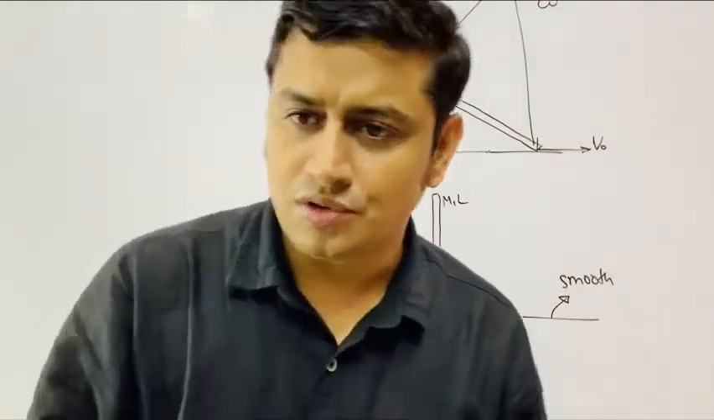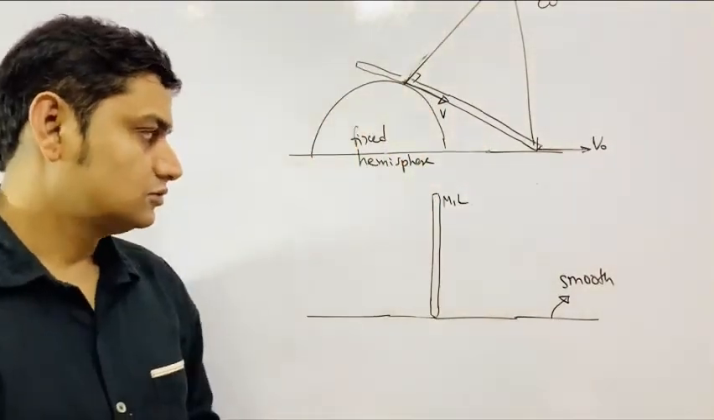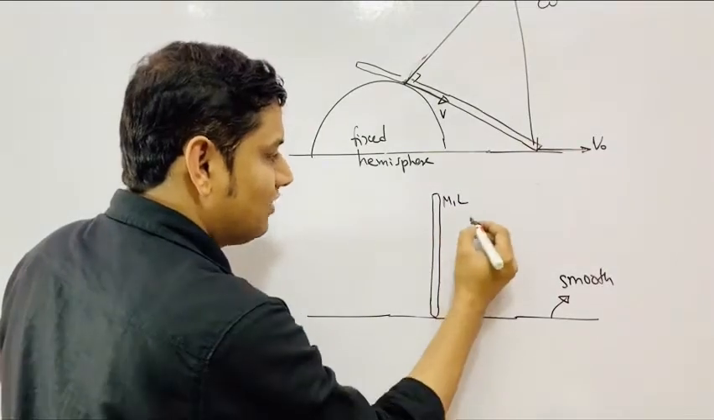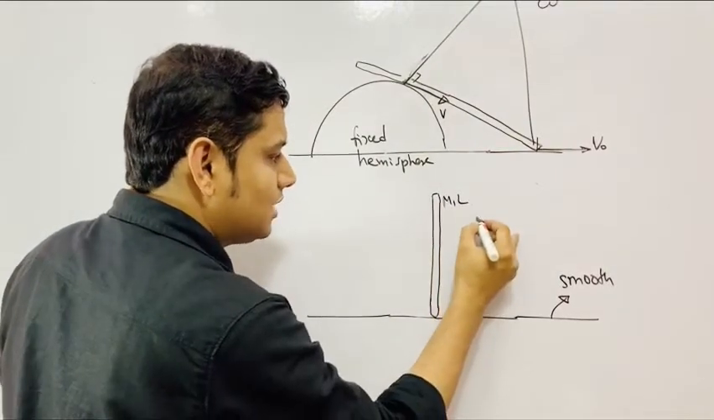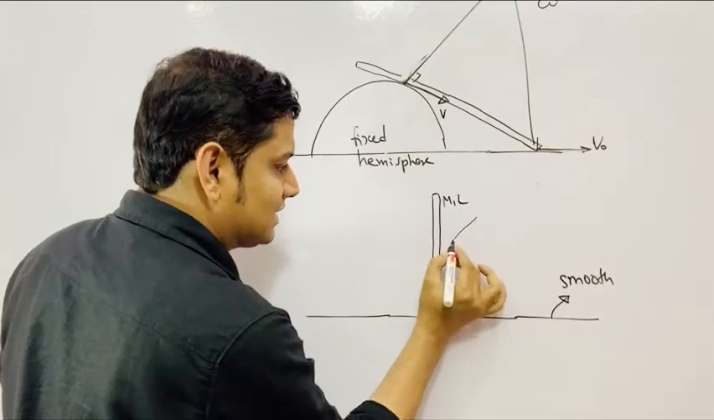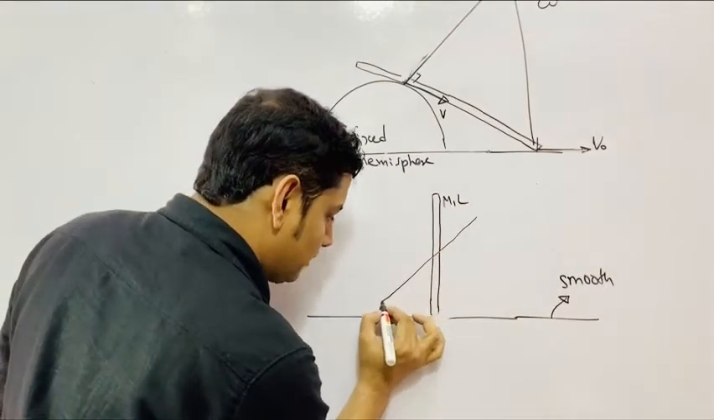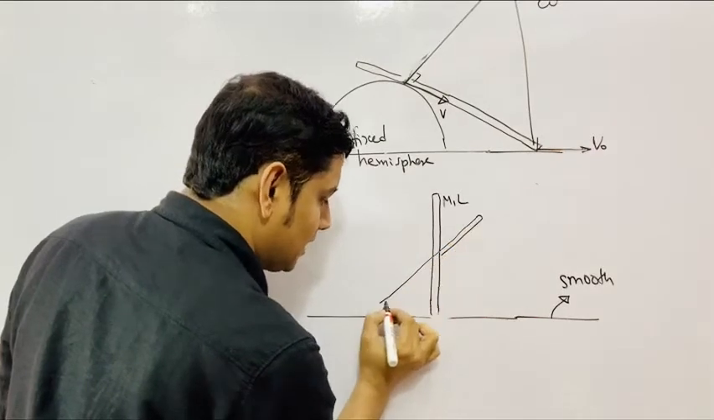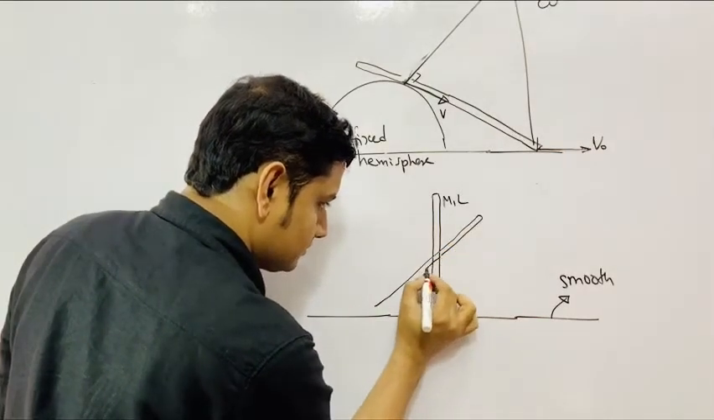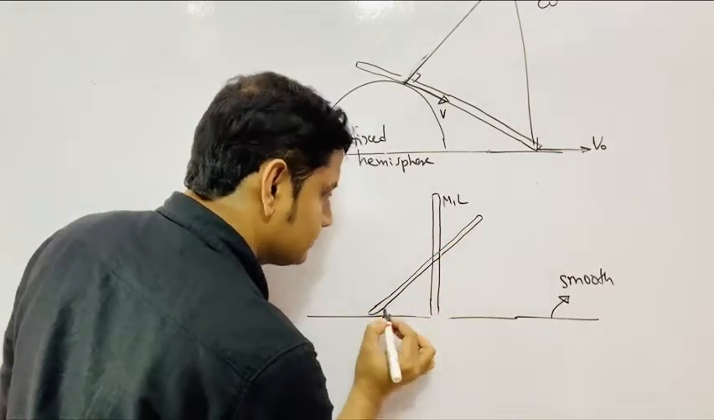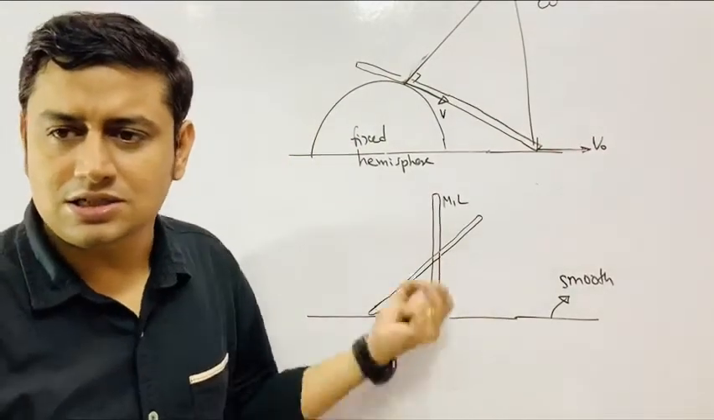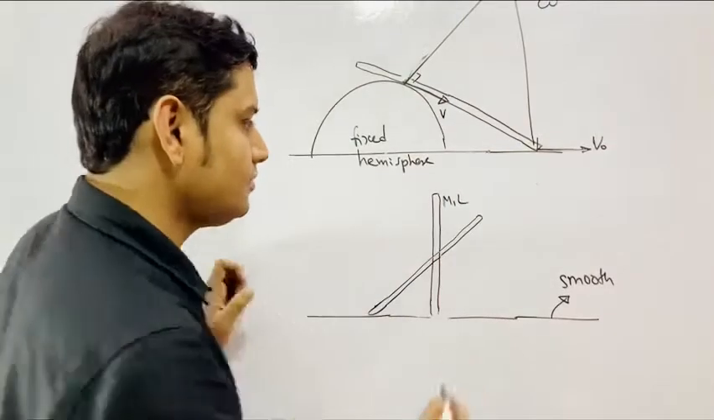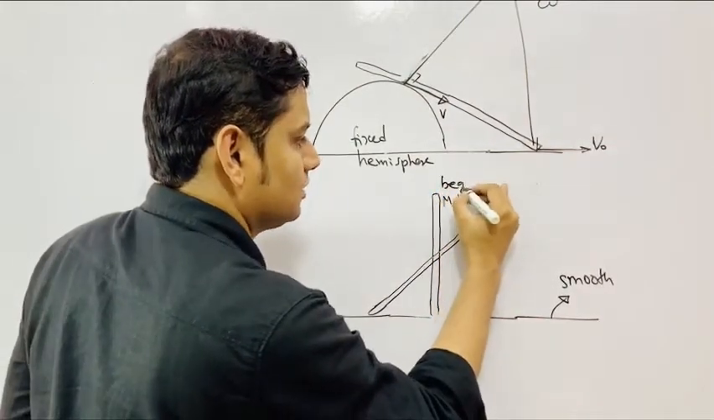Once it begins to fall, at a certain moment of time it may look like this. While falling, at some instant of time, it would be like this. Now the question is, so it's a rod that begins to fall.